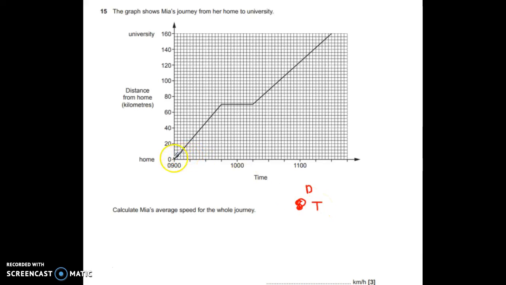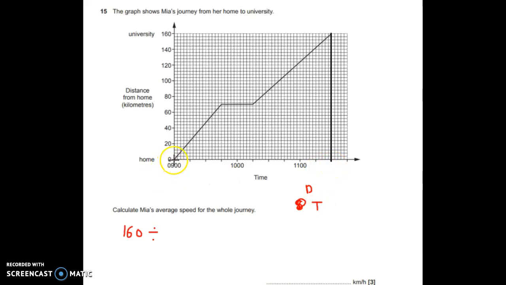First of all, let's work out the distance. From home to university was 160 kilometres, so we'll do 160 divided by, and now we need to think about the time. We can have a line here act as a ruler. She got to university at this point here, so if we go down, we can read off the time. She finishes there.